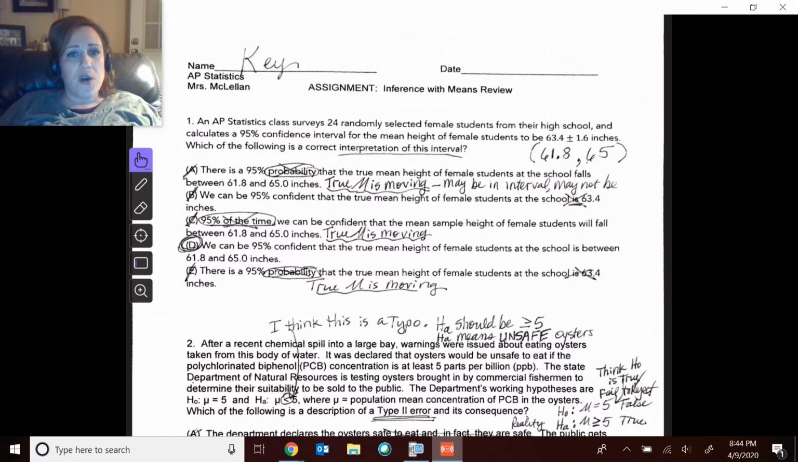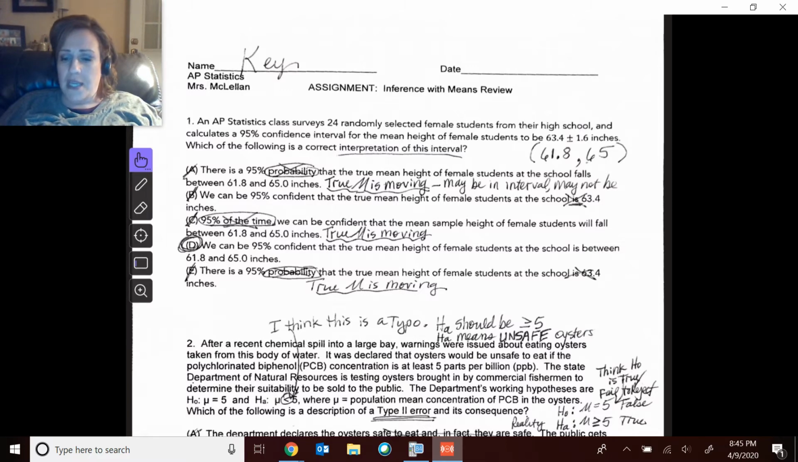All right, guys, we're going to go over this inference with means review. I'm going to break it up again, do the first 10 and then the others. All right. So here on this first one, we are going to interpret the interval.